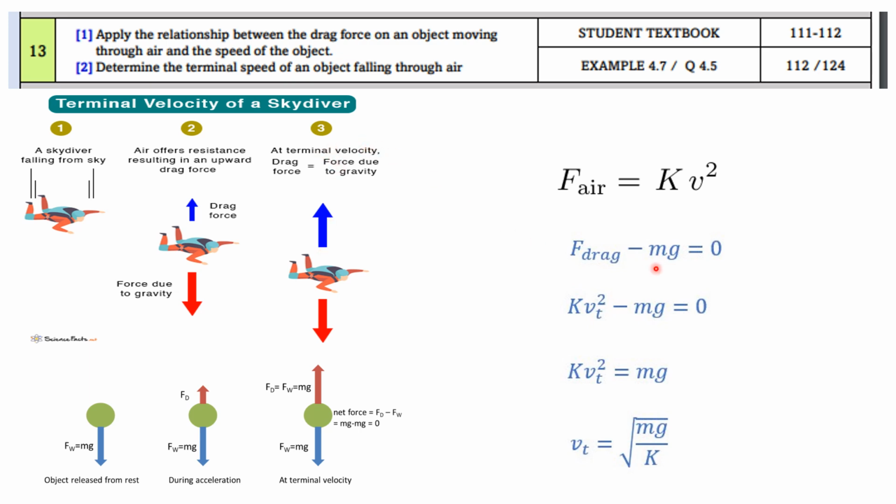Newton's second law: we replace the force of the air by kv squared minus mg, and then arrange it. Now you can find that the terminal velocity, vt, is equal to the square root of mg divided by k.